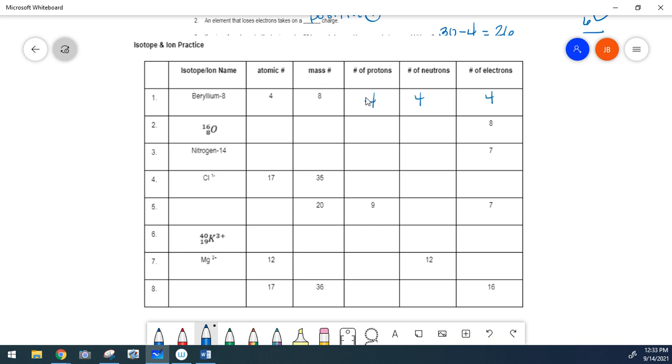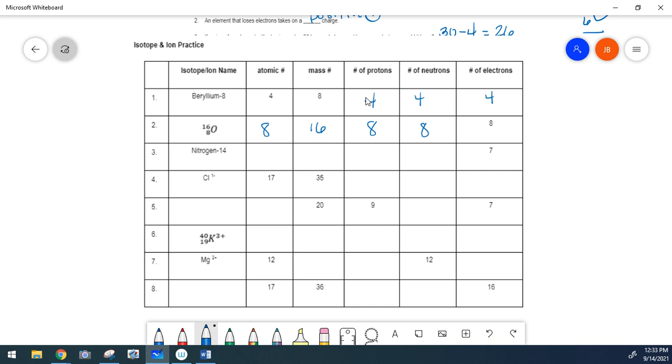All right, so now we have oxygen. What's the atomic number for oxygen? Atomic number is 8. What's the mass number? 16. So how many protons? 8. And how many neutrons? 16 minus 8 is 8, and it has no charge, so it has 8 electrons.